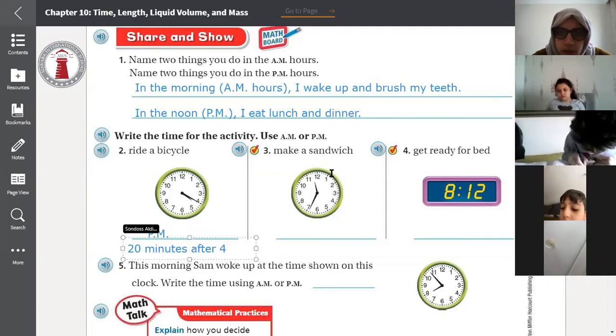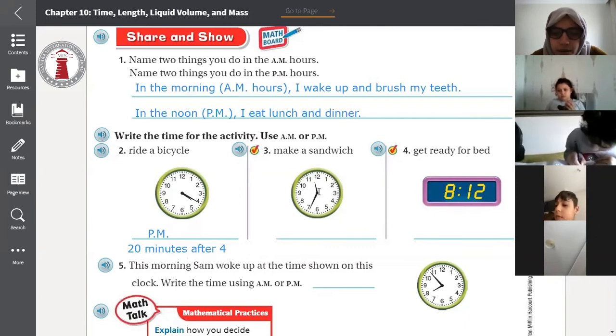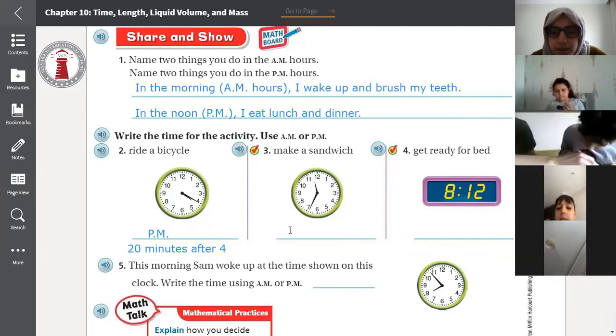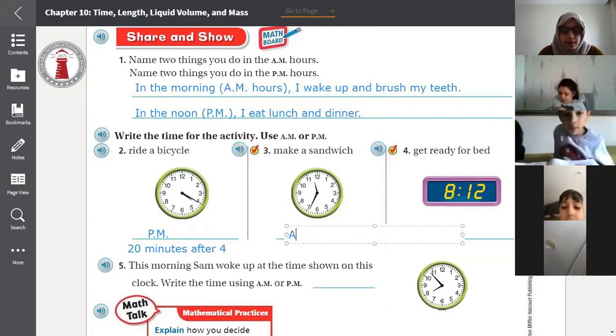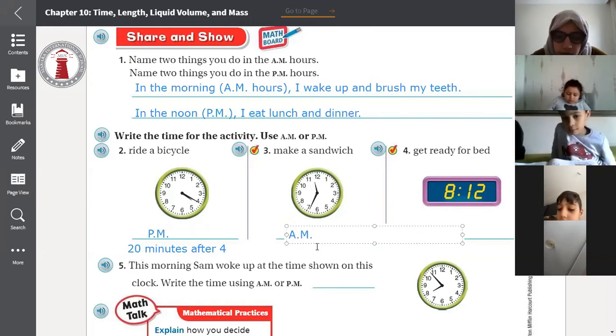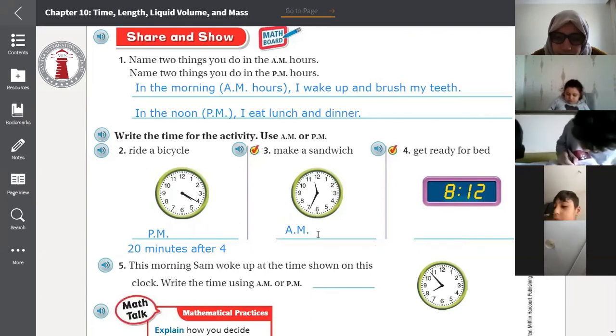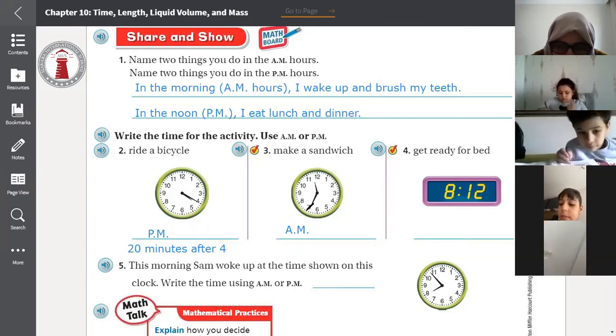Okay, Izzat, help me with number 3. Make a sandwich. Look at the time. Is this something you do in the evening or in the morning, AM or PM? AM. Well done. So this is something you will do in the morning and not in the evening, at 11. And what's the minute here? The minute is 35. Not exactly at 35. It's here. So 35 minus 1?